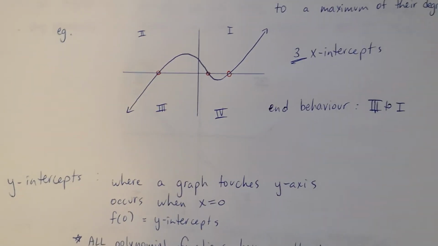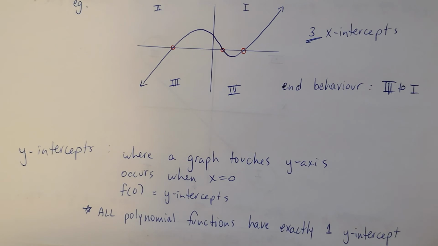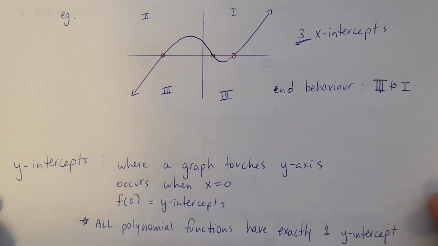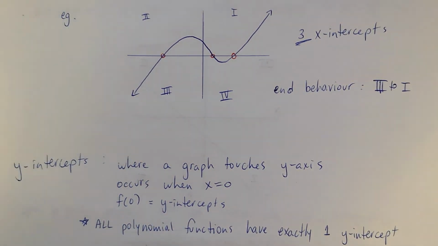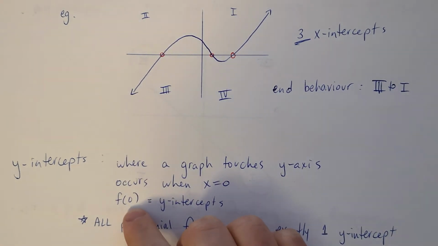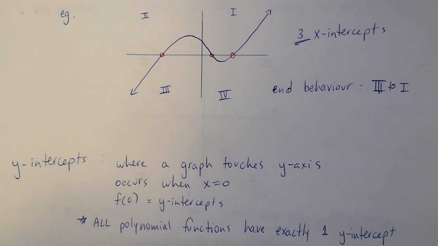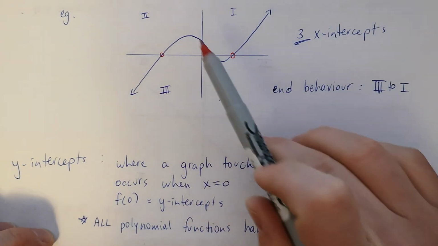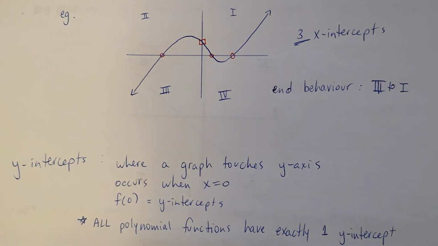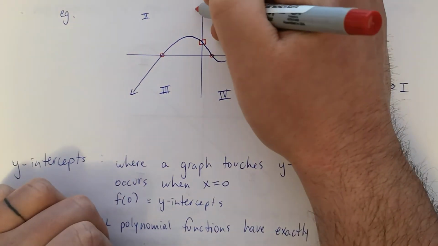Now I'll just talk a little bit about y-intercepts. That's where a graph touches the y-axis. That's the vertical axis. Okay. That's when x equals 0. Or you can also say f when x equals 0 is f of 0. So that just means you replace x with 0. We'll do some math with that tomorrow. That's the y-intercept. Check it out. All polynomial functions have exactly one of these. In this cubic that I just sketched, the y-intercept would be right here. Okay, where it touches the y-axis. Oops, I don't think I labeled those. There we go.